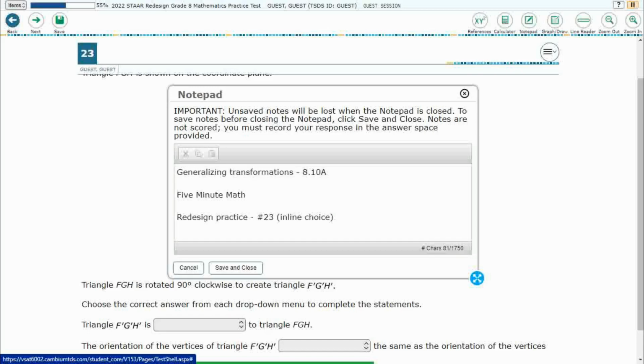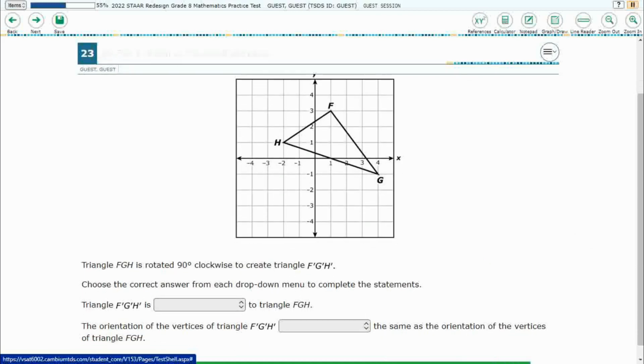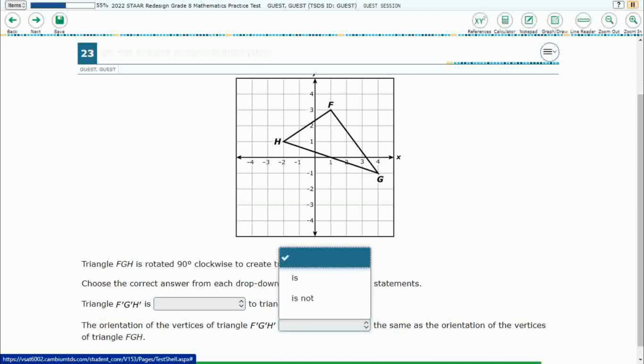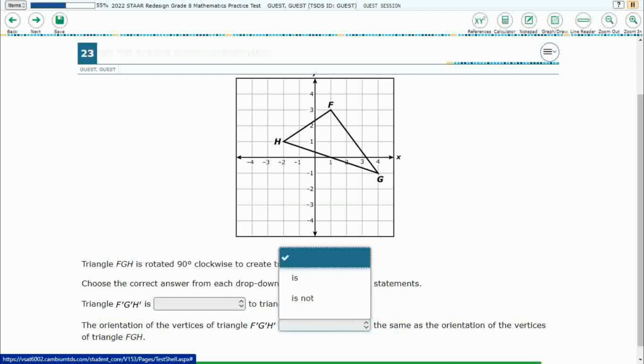Today we are looking at the 8th grade concept of generalizing transformations. This is standard 8.10a in the great state of Texas, and we are using item number 23, which is a new item type called inline choice of the redesign practice online STAAR test. If you haven't done so already, please go ahead and take a moment to pause the video, work this problem out on your own, unpause it, and we will look at our answers together.